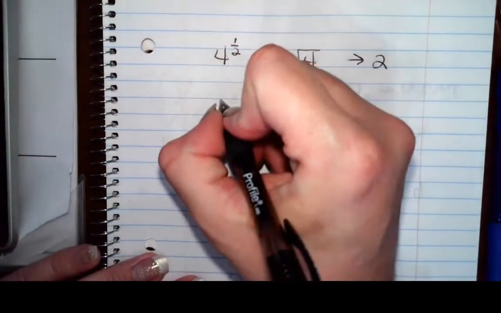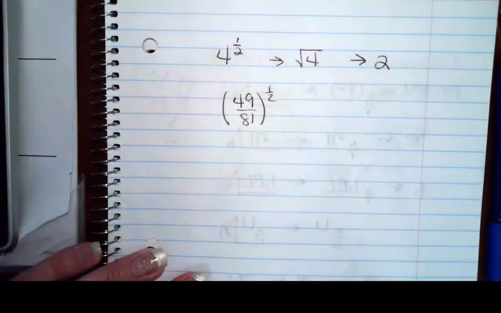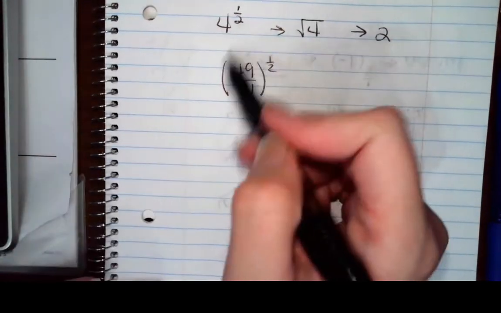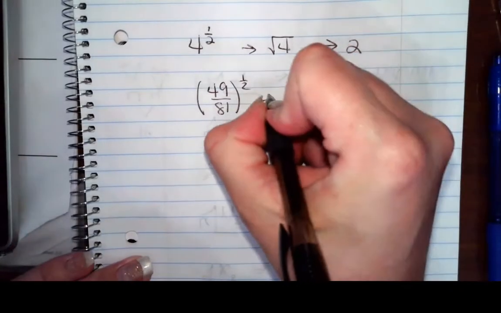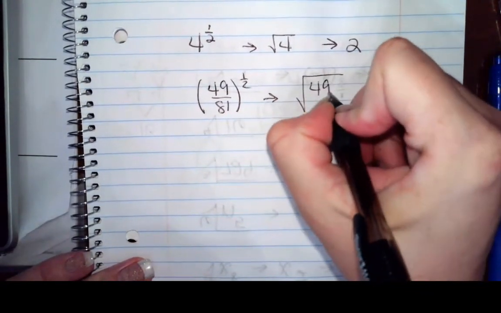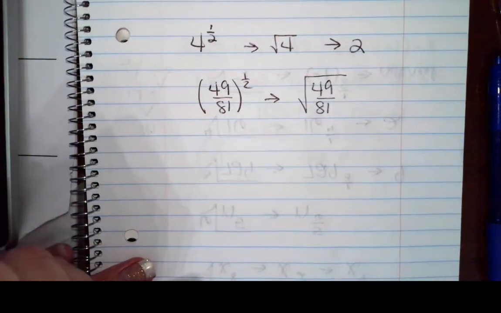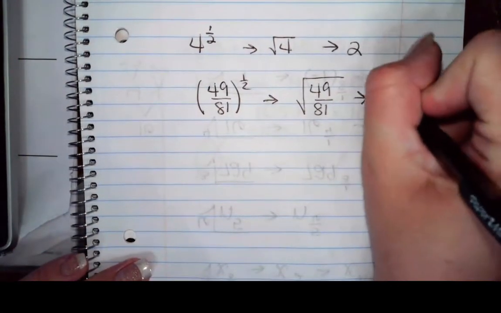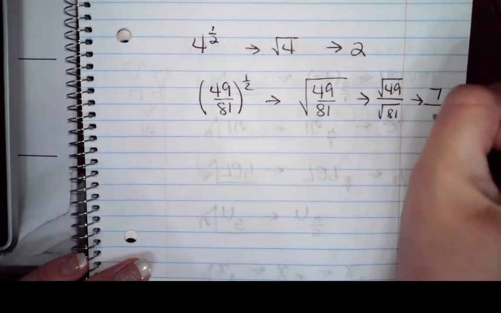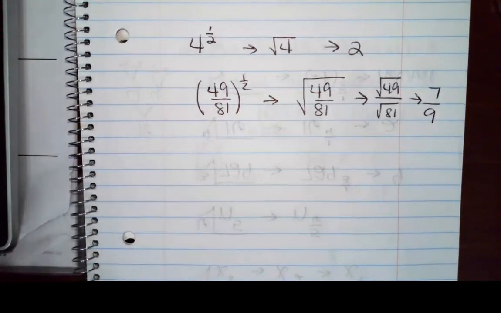Okay, so I've got 49 over 81 raised to the 1/2 power. So that 1/2 belongs to everything on the inside. 49 over 81 doesn't reduce, but I do know that this is 49 over 81 to the first, and I'm taking a square root. So the question is, remember that can go to both of these. So what's the square root of 49? What's the square root of 81? So that radical can go to both the numerator and the denominator.